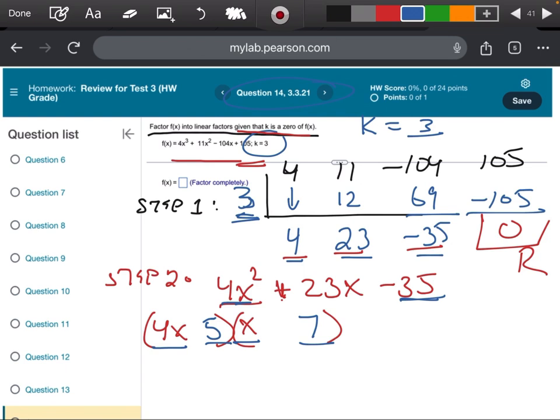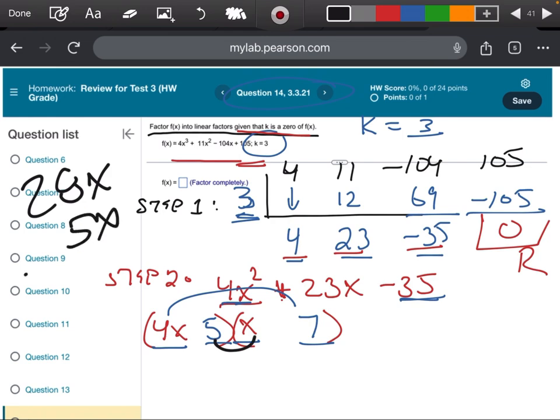What I want to do is make sure that I put my numbers in the right spot so that I'll get that 23, okay? So, look, y'all, if I were to do 4 times 7, that right there would give me a 28 with an x. If I did 5 times x, that would give me a 5x. Y'all, if I wanted to get a 23, we could subtract those, right? So this means that that needs to be positive and that needs to be negative, okay?